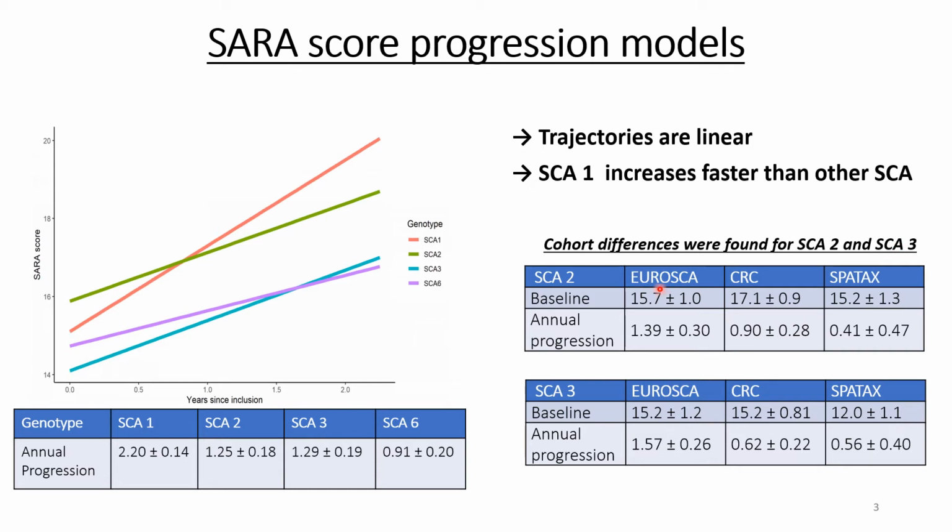So for SCA 2, EuroSCA patients had a higher annual progression than CRC and SPATAC, but CRC patients had a higher SARA score at baseline. Meanwhile, for SCA 3, EuroSCA patients still had the higher annual progression of the SARA score, but this time SPATAC patients had a lower SARA at baseline than in the 2 other cohorts.